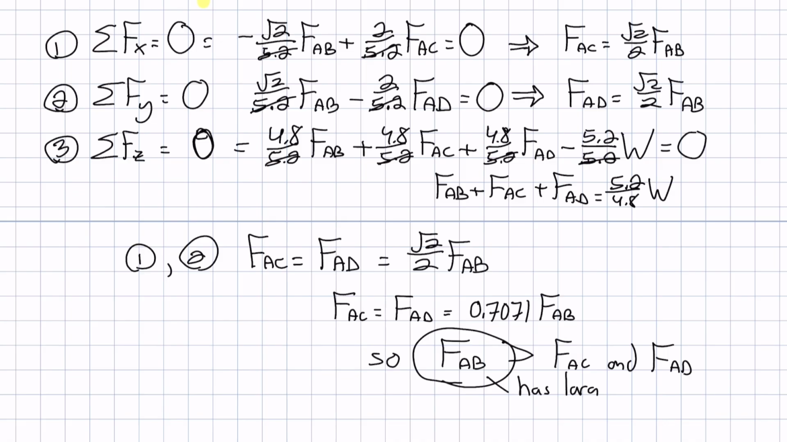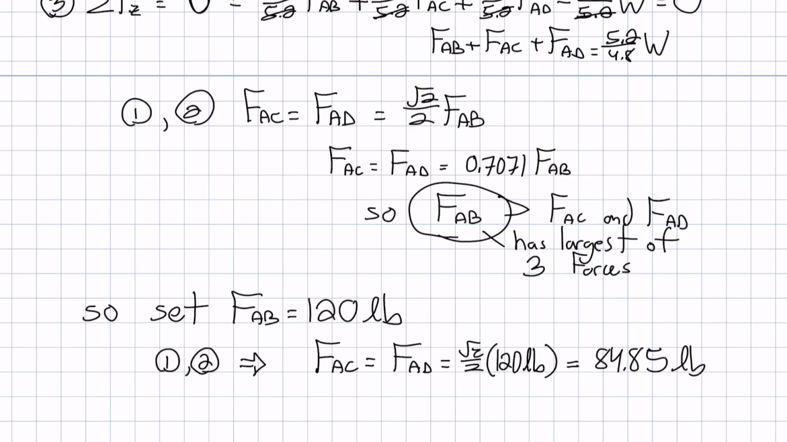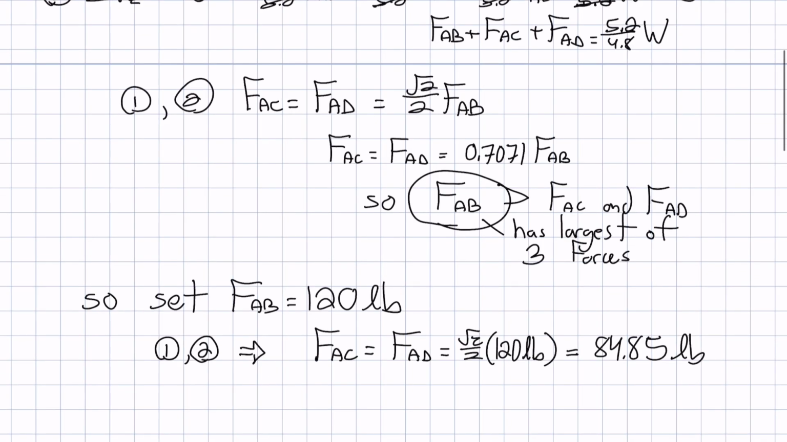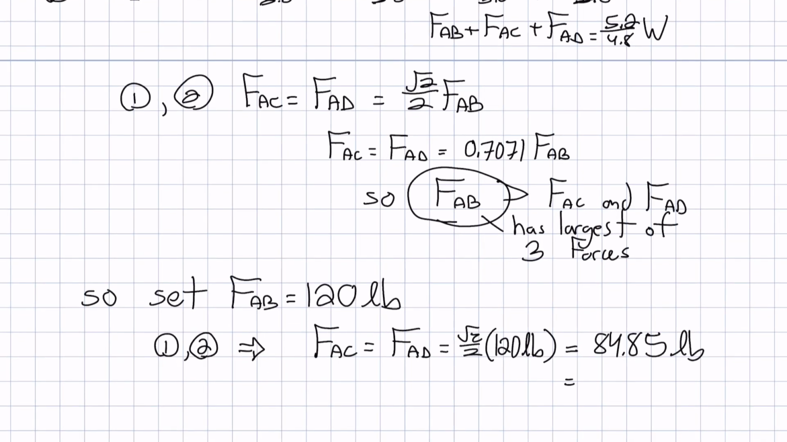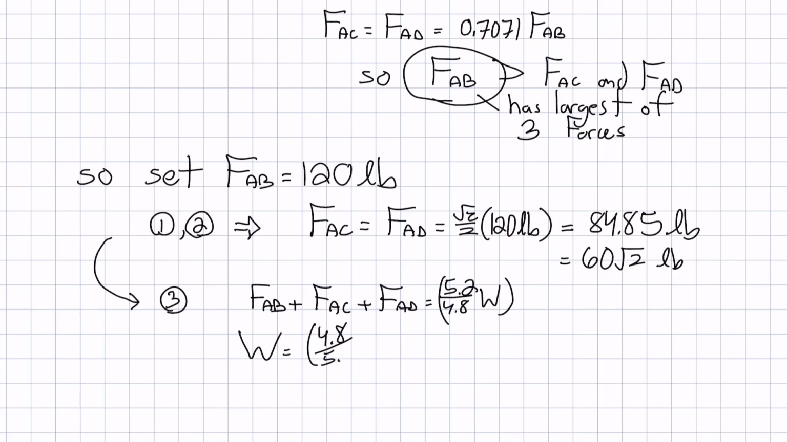What that will mean is we would like to set that to its 120-pound strength. That means that we can now determine FAC and FAD, and they're about 84.85 pounds. Though I probably should write it as 60 times root 2 pounds, because we're not going to round off yet. Okay, so we're going to take this information and put it into equation 3. And that way, when we put that into equation 3, we'll be able to solve for the weight. So I'll go through the algebra. It'll happen really quickly on the screen, but we'll end up getting a value for W.